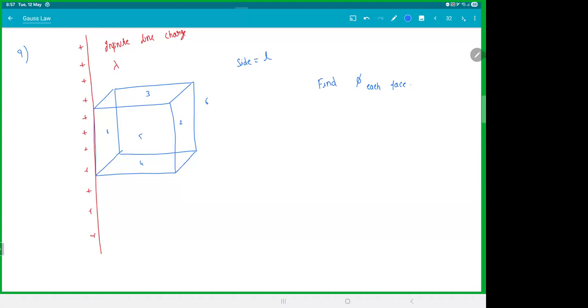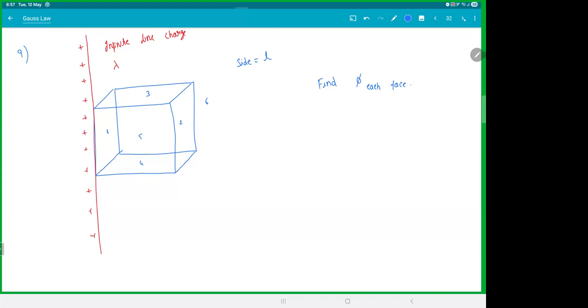Lambda by 8 epsilon. Which face रहे हो भैया? Total नहीं चाहिए मुझे. I want through each face. ना? There are 6 faces. Lambda by 12. नहीं रहे सम्यक.